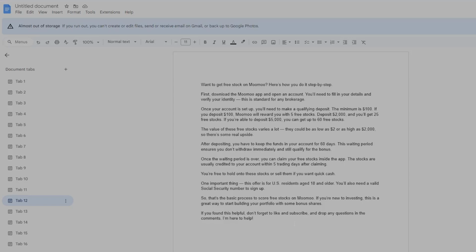One important thing, this offer is for US residents aged 18 and older. You will also need a valid social security number to sign up. So that's the basic process to score free stocks in Moomoo. If you are new to investing, this is a great way to start building your portfolio with some bonus shares.